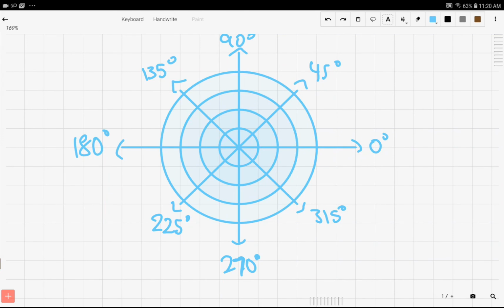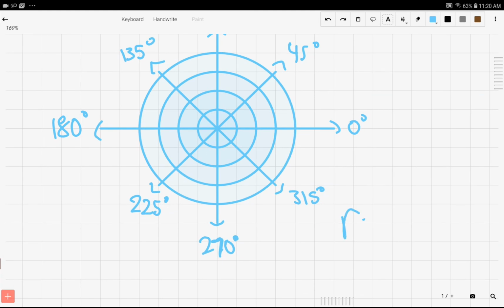Now, in future videos, I'll go more into depth about polar coordinates. Today is just an introduction. One of the things we'll be exploring is graphs of certain functions, for example, r = sin(θ). And that graph will be really interesting to see.